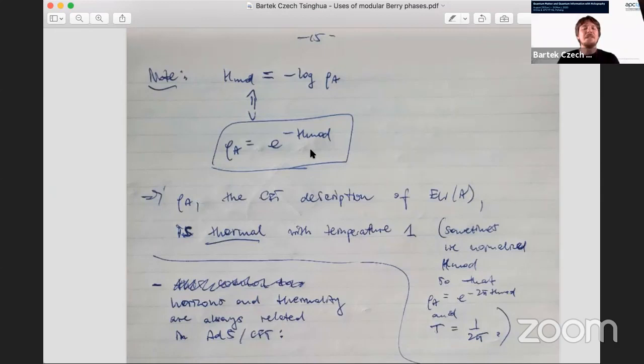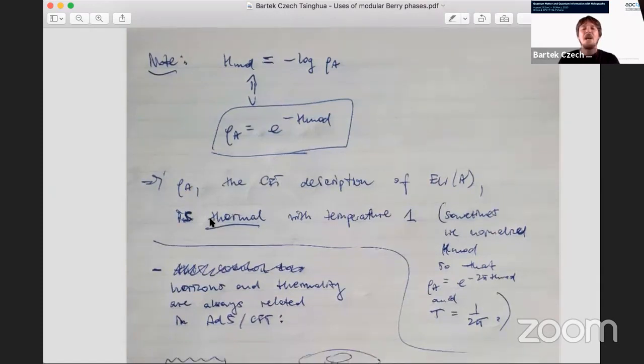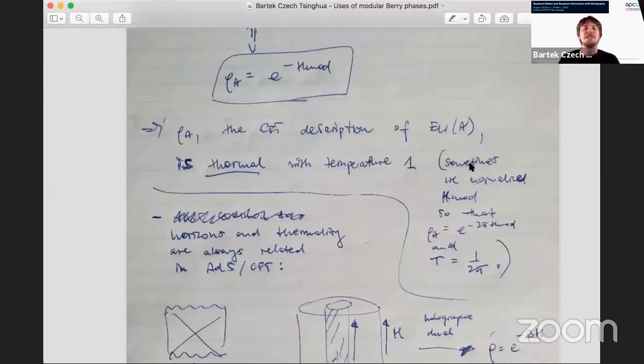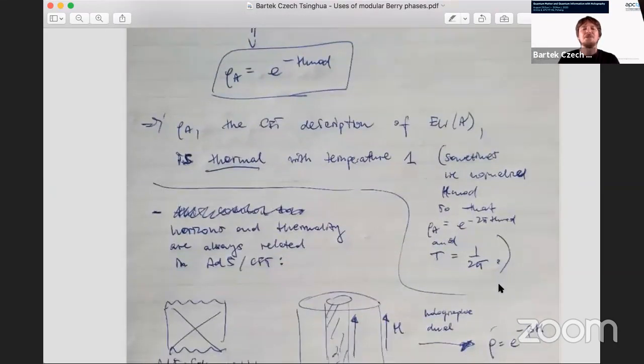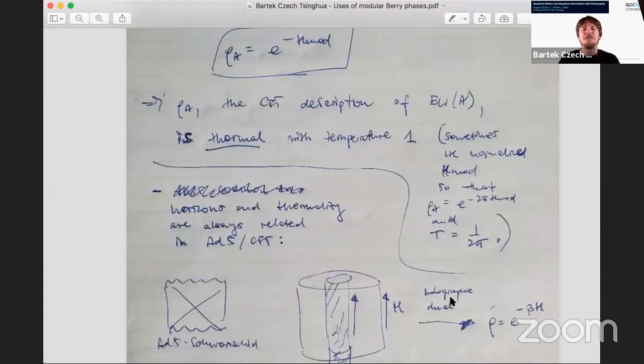H mod is an operator such that if I chose it to be the Hamiltonian, then this density matrix would be thermal. Yes, it's thermal with temperature 1 in this case. And here I just have a note that some authors like to insert an extra 2 pi here so that the temperature becomes 1 over 2 pi, for reasons that have to do with analytically continuing this picture to the Euclidean space, and then you would want a periodicity to be 2 pi for the circles that are generated by the analytic continuation of these hyperbolae. That's a choice that you can make, but that won't be important for us.